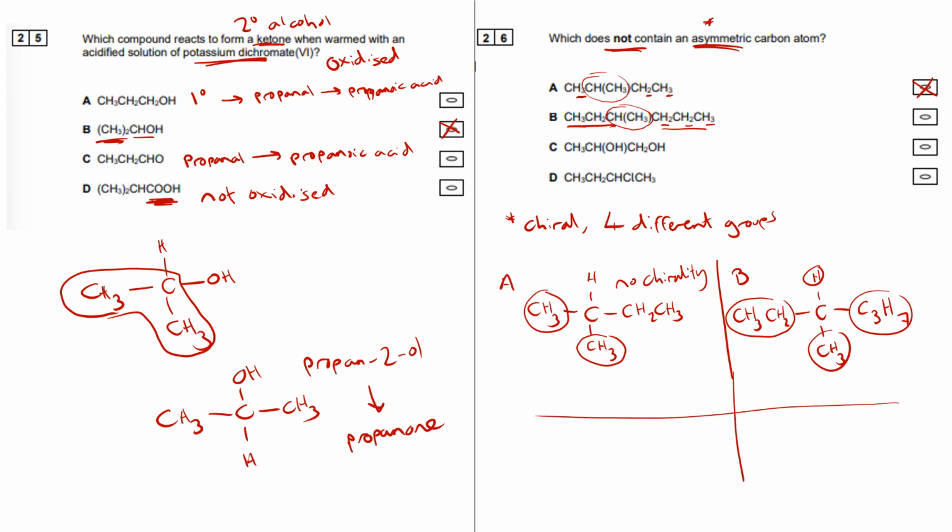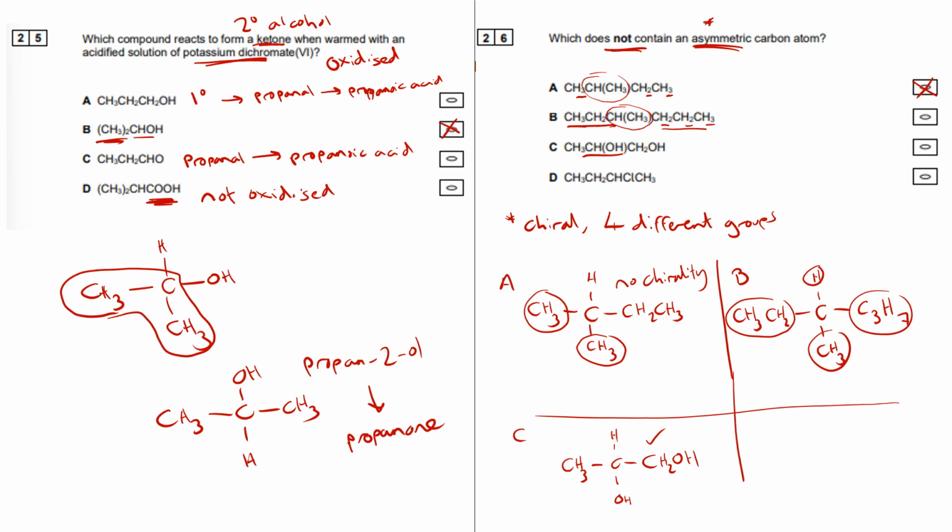Compound C, where you have 4 different groups. Again, ignore the ones with the CH2s or CH3s because they can't be chiral. See, there are 4 different groups attached, so that one does have chirality, or it does have an asymmetric carbon.